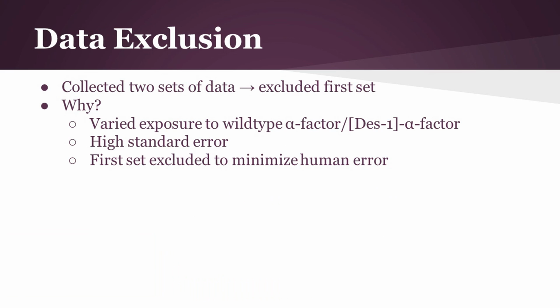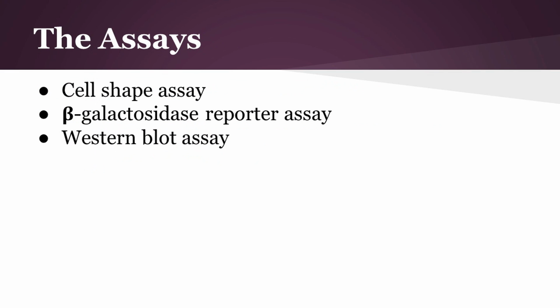We collected 2 sets of data but excluded the first set for 2 reasons. The first was that we didn't stagger our conditions appropriately, so replicates were not all exposed to alpha factor for 2 hours, making the dilution sets incomparable. Second, the first set of data had a high standard error, likely due to experimenter inexperience. Therefore, we excluded the first set of data to minimize human error and to be able to better focus on our biological system. We performed 3 assays, a cell shape assay, a beta-galactosidase reporter assay, and a Western blot assay.